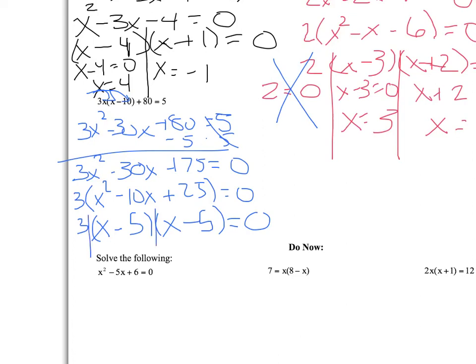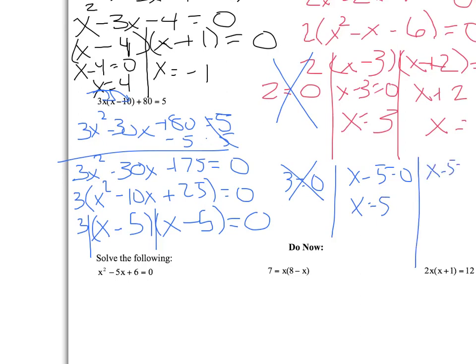Once you factor it, you set all your factors equal to 0, and I'm just going to show it over here. You say 3 equals 0, which just like the previous problem doesn't happen. You say x minus 5 equals 0, and when you solve for x, you get x equals 5. And the same thing over here, you get x equals 5. And that's it.